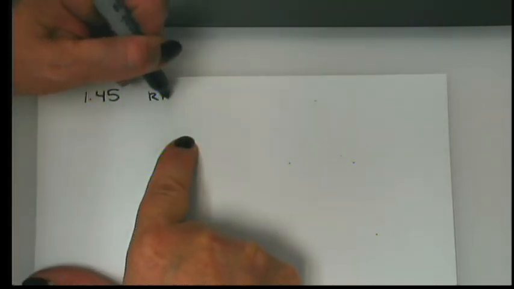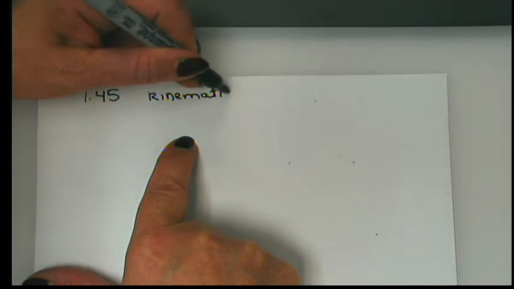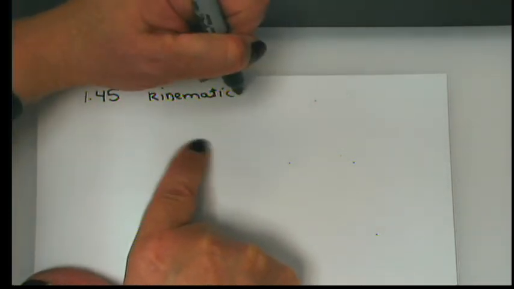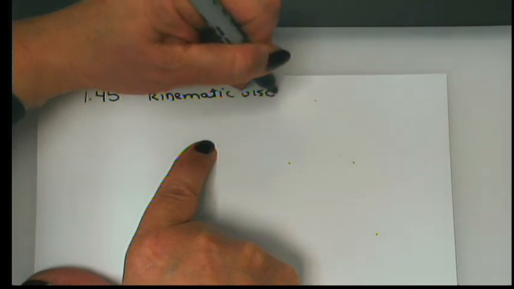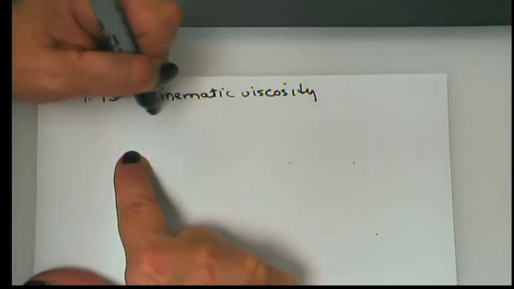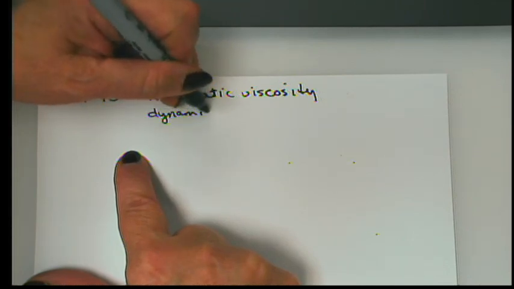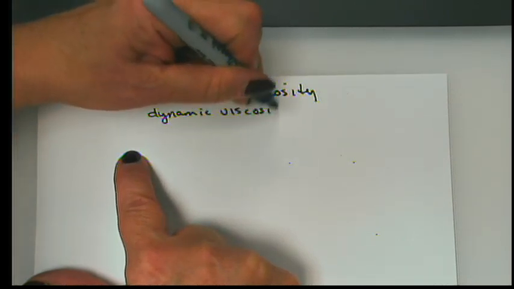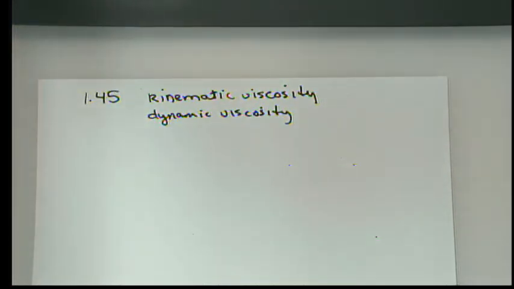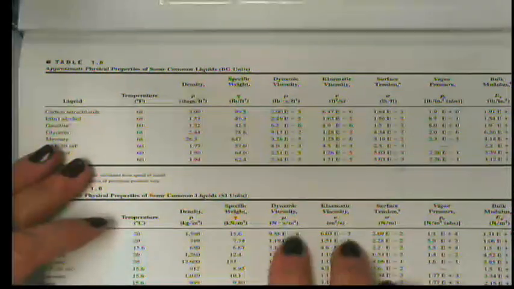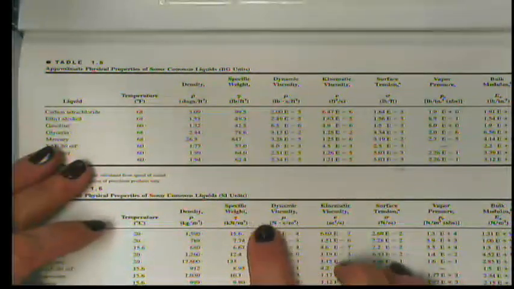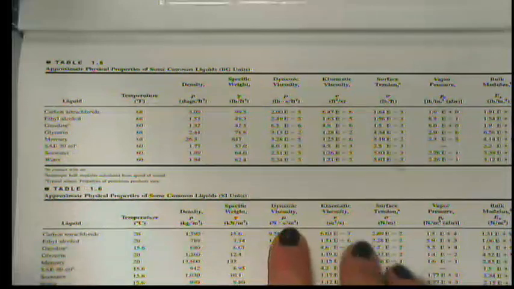All right, one thing I need to also discuss is that there are two different types of measurements for viscosity. One is called the kinematic viscosity, and one is called the dynamic viscosity. The difference between them is the density of the fluid. If you look at the inside front cover of your textbook, you'll see that these two values have different sets of units, obviously. If they're different by density, you would expect that.